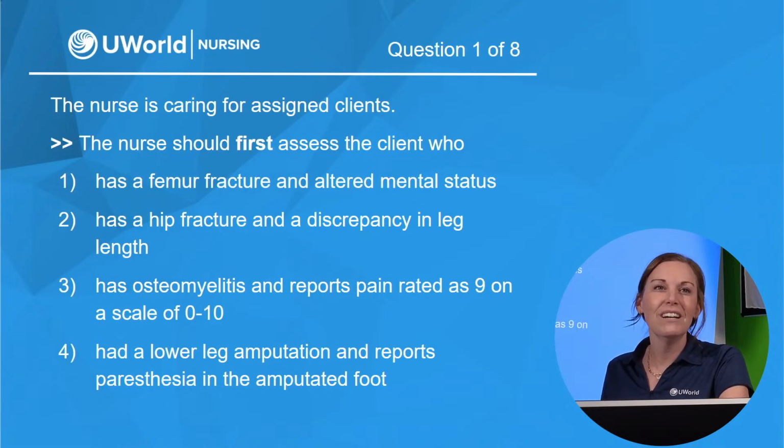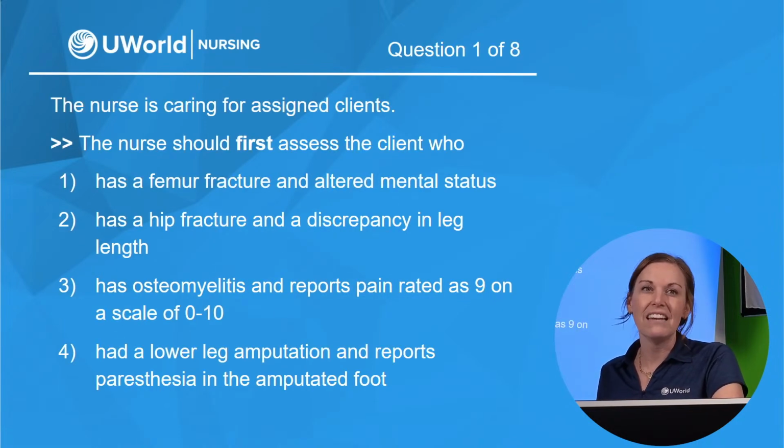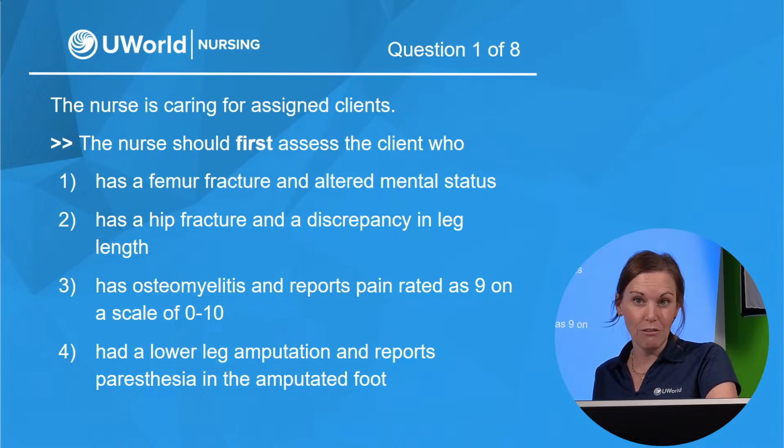All right, question 1. The nurse is caring for assigned clients. The nurse should first assess the client who: Option 1 has a femur fracture and altered mental status. Option 2 has a hip fracture and a discrepancy in leg length. Option 3 has osteomyelitis and reports pain rated as 9 on a scale of 0 to 10. Option 4 had a lower leg amputation and reports paresthesia in the amputated foot.